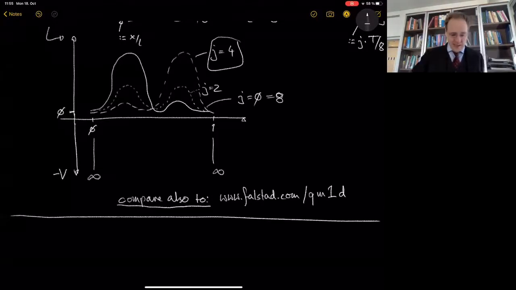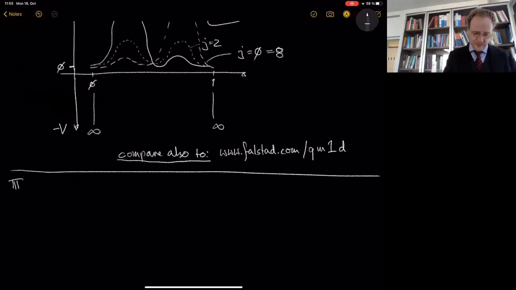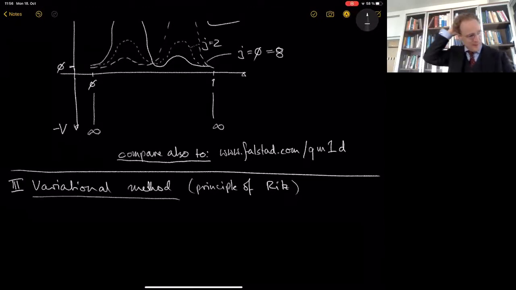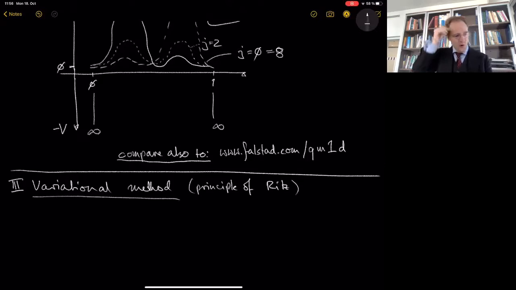So we are now in chapter 3, and the name of this chapter is the variational method. Right. This is also known as the principle of Ritz. And there are also other names. It's a super useful theorem which is easy to show, right? So it's not a postulate, but it's something that emerges from our postulates, and it's extremely helpful.